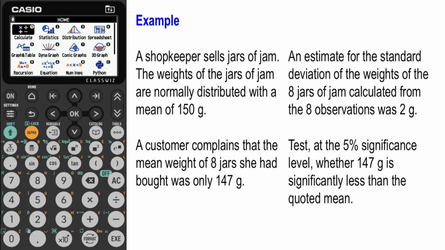A shopkeeper sells jars of jam. The weights of the jars of jam are normally distributed with a mean of 150 grams. A customer complains that the mean weight of 8 jars she had bought was only 147 grams. An estimate for the standard deviation of the weights of the 8 jars of jam, calculated from the 8 observations, was 2 grams. Test at the 5% significance level whether 147 grams is significantly less than the quoted mean.